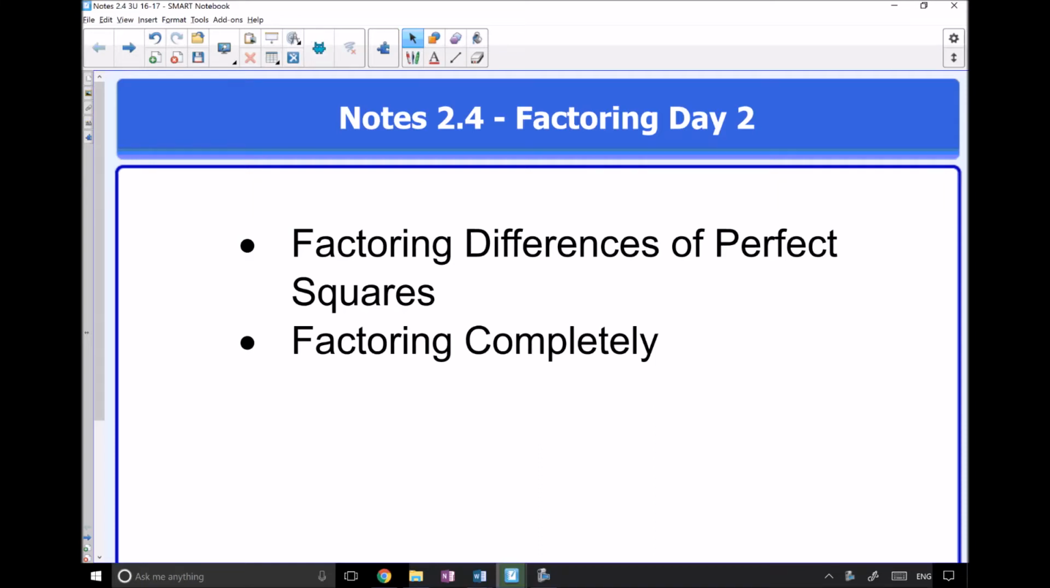Hello. We are looking at notes 2.4 today, which are on factoring. This is our second day of factoring. And we have one last thing that we have to learn, which is factoring differences of perfect squares. And then after we're done with that, we can consolidate everything and learn how to factor completely. So here are the notes on factoring differences of perfect squares.